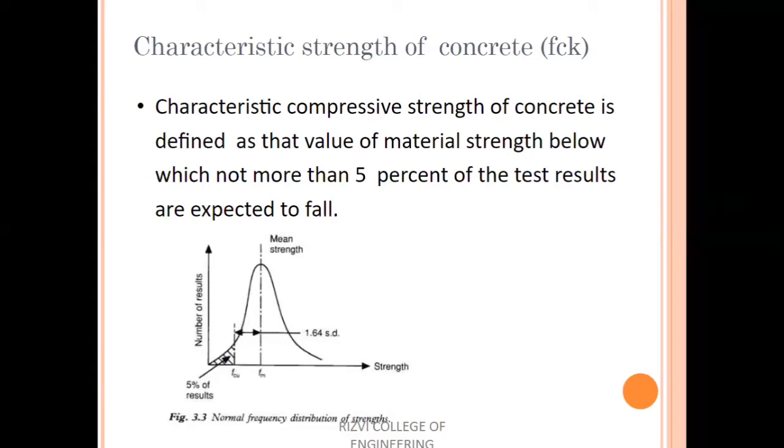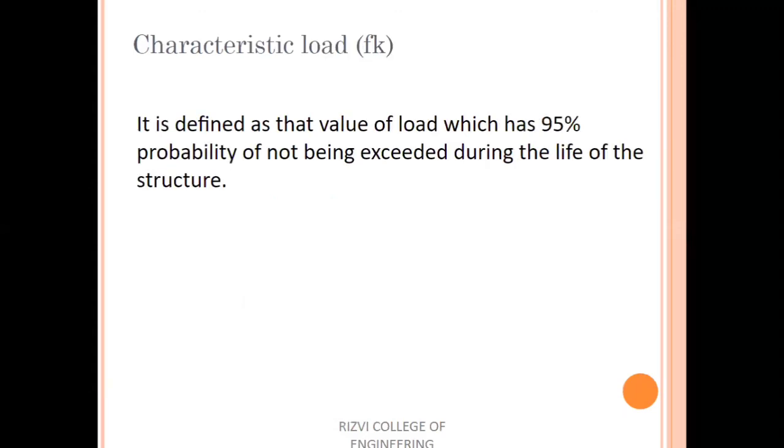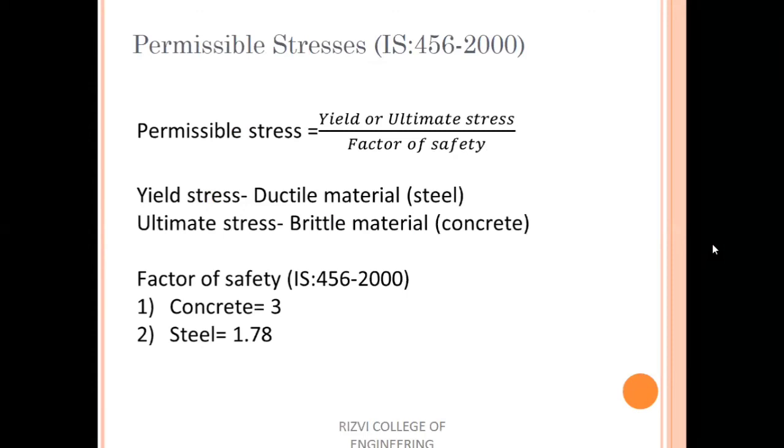So let us move to the next slide. What do you mean by characteristic load? It is defined as that value of the load which has 95% probability of not being exceeded during the life of the structure. I think this is very simple to understand. The definition itself tells you that there is a 95% probability that it will not be exceeded during the life of the structure. That is known as characteristic load. Now let us move to the next.